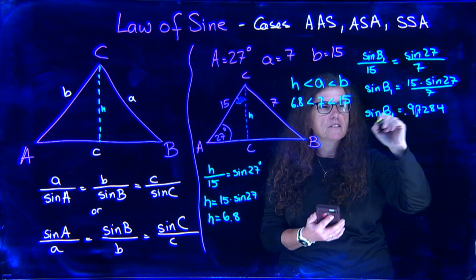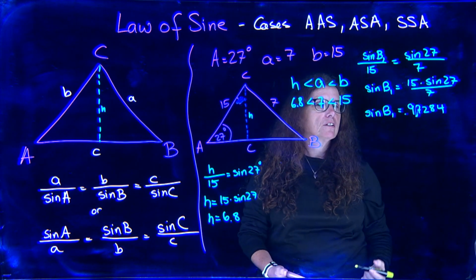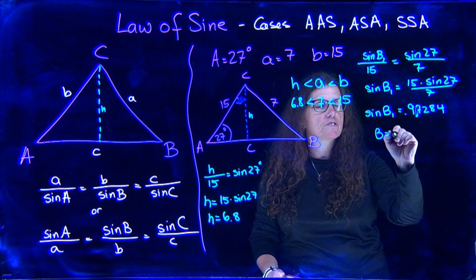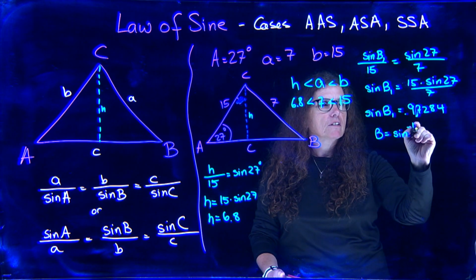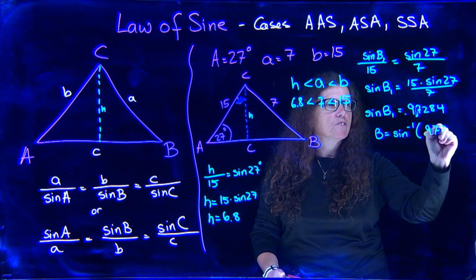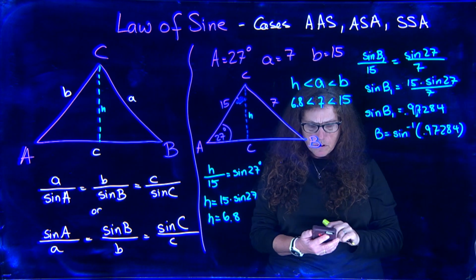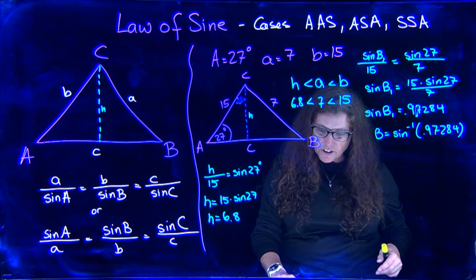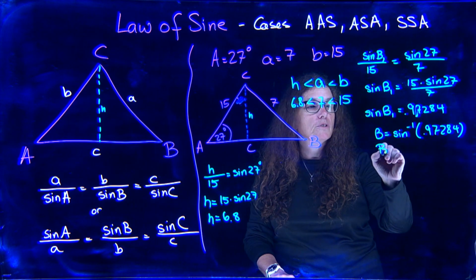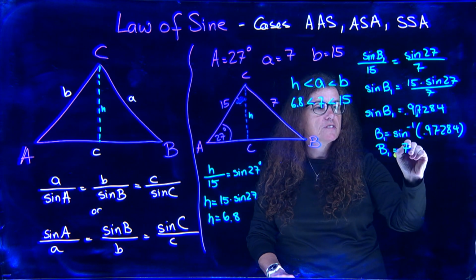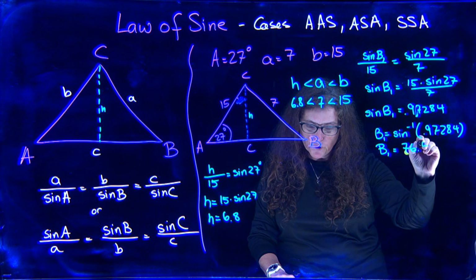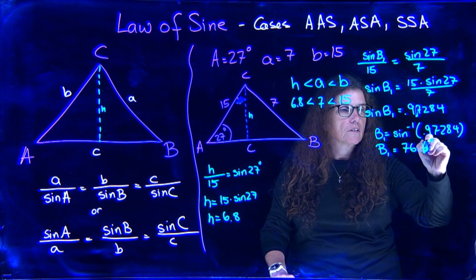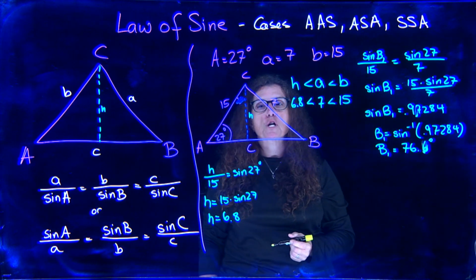So which angle does that form? For which angle is the sine 0.97? We're going to use the inverse sine. Inverse sine of 0.97284, I get 76.4 degrees. Okay, so B1 equals 76.4 degrees. Actually, I have 76.6. Here you go. So that is B.